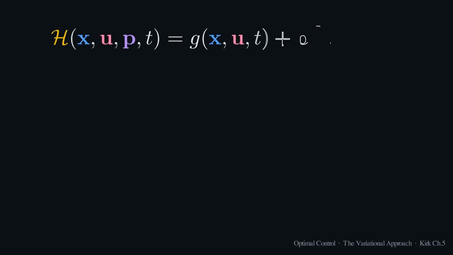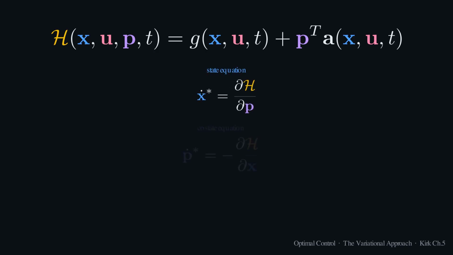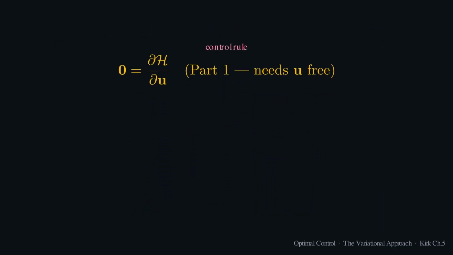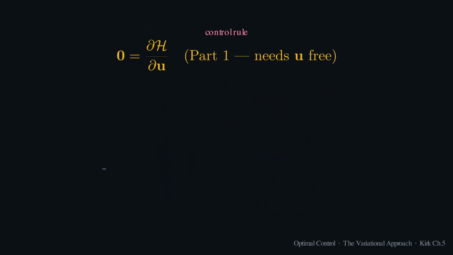In part 1, we build the whole machine. Given a system you steer and a cost you want small, you form the Hamiltonian. Then you write three conditions: the state equation, the co-state equation, and one more, the rule that pins down the control. That last rule was this: 0 equals the partial of H with respect to u. Set the slope of the Hamiltonian in the control direction to 0, sit at a flat spot, and you're optimal.